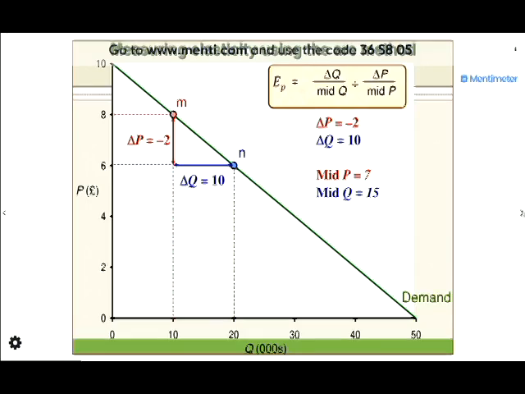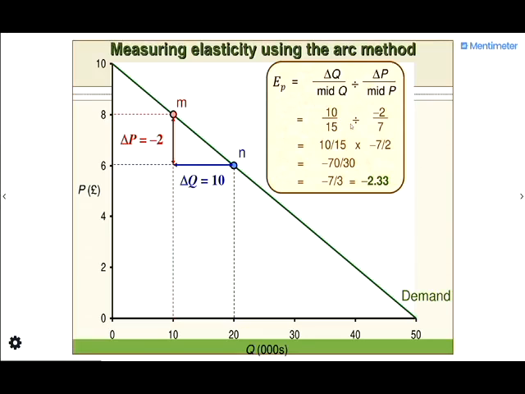Now moving on, what's the result? So we plug in the numbers that we've just calculated. Delta Q is 10, midpoint Q is 15, over delta P is minus 2, midpoint P is 7. So a bit of arithmetic here, and then you have a negative 2.33. That is the price elasticity of demand. That implies basically, and this is important, a 1% increase in price results in a 2.33% decrease in quantity demanded. Yeah, a 1% increase in price gives us a negative value, so it's a decline.